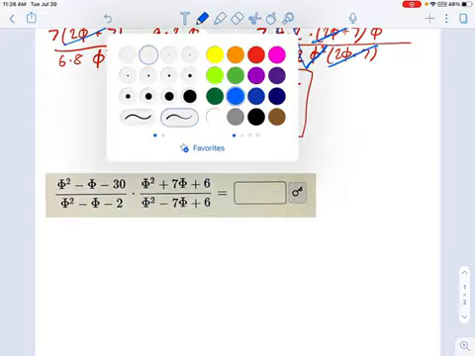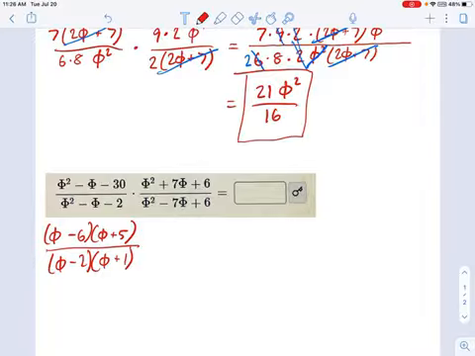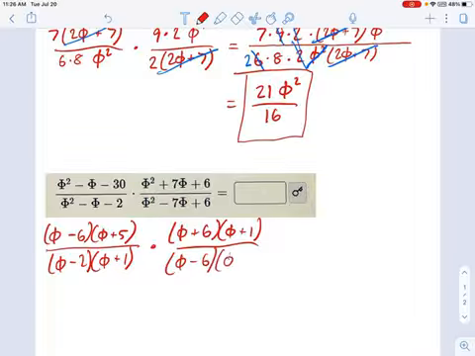This is a factoring problem. And as usual, we have to factor before we can start canceling things out. So I'll just start on the top left. And this is phi minus 6 times phi plus 5. I'm not going to go through the big X factoring each time with these. I think we've had enough practice with that by now. And on the bottom, I have phi minus 2 and phi plus 1. No common factors here, so we're just going to have to keep on going and see what we get on the other side. The right side is phi plus 6 and phi plus 1. And the bottom is phi minus 6 and phi minus 1.